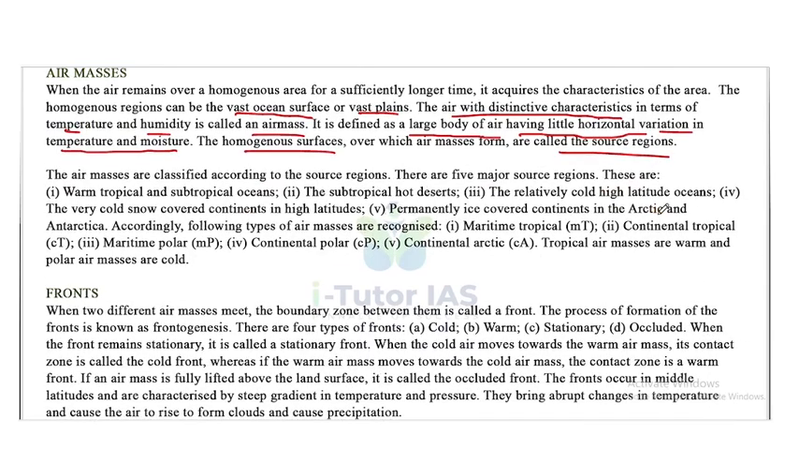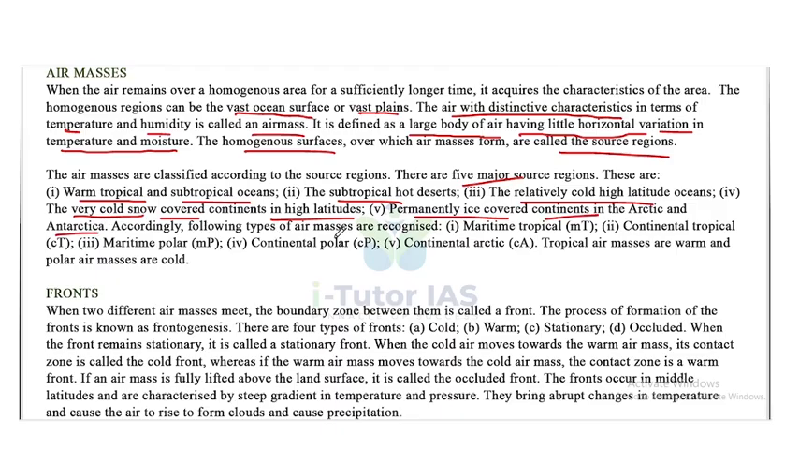Now, the air masses are classified according to the source regions. There are 5 major source regions. These are warm tropical and subtropical oceans, the subtropical hot deserts, relatively cold high latitude oceans, the very cold snow covered continents in the high latitudes, and finally the permanently ice covered continents of Arctic and Antarctica.